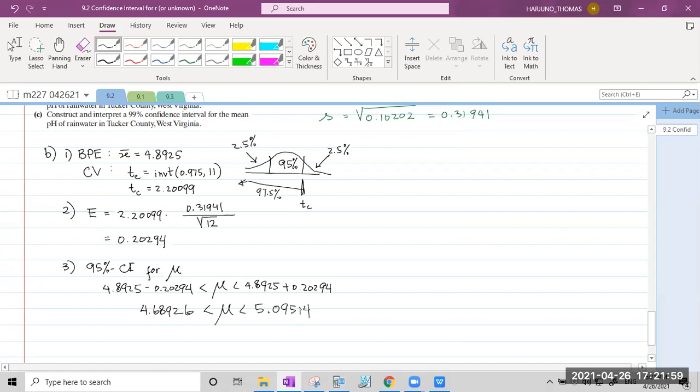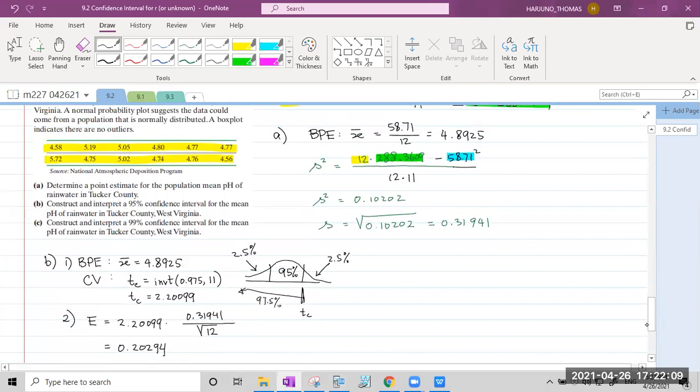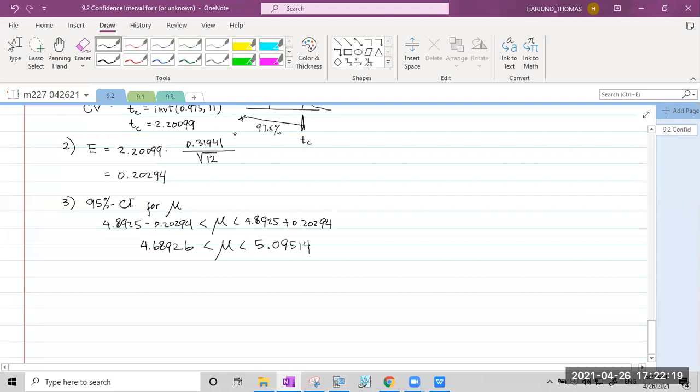So the routine is very similar to what we did before. Okay, once we have the sample mean and sample standard deviation together with confidence level, we can construct the confidence interval. Now, the following will be using calculator.